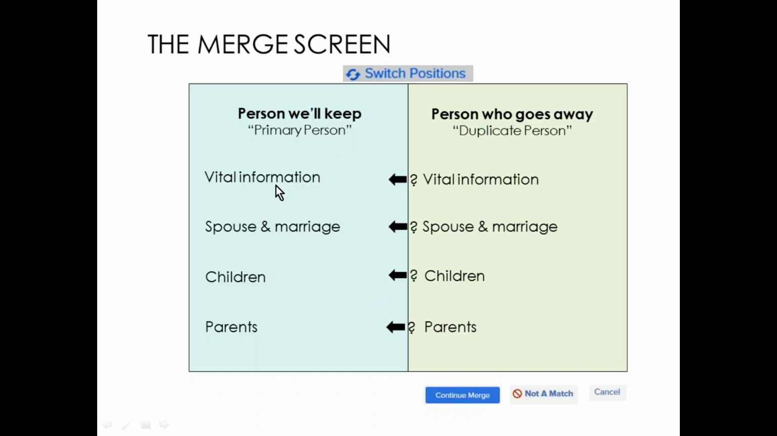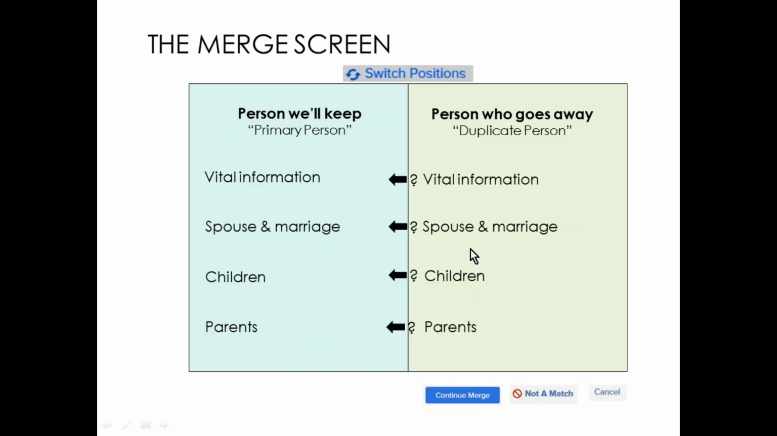For each of those two people, there are the following types of information. What they call vital information, which is where they were born and where they died. Spouses and marriages. Each spouse and each marriage that's listed in the family page for that individual is listed here. Any children that they know about and the parents of that person are listed here. And then they do the very same thing for the duplicate person.